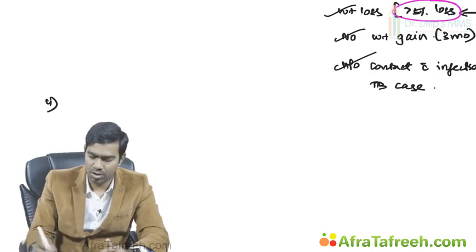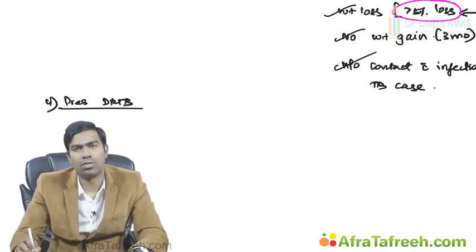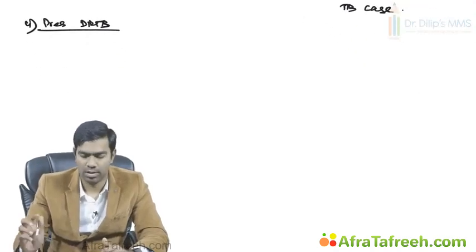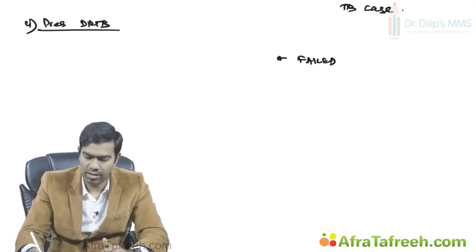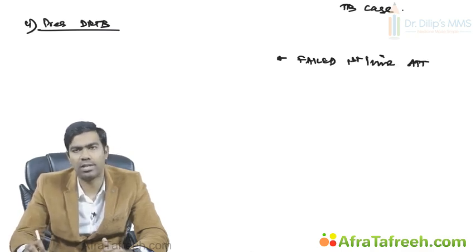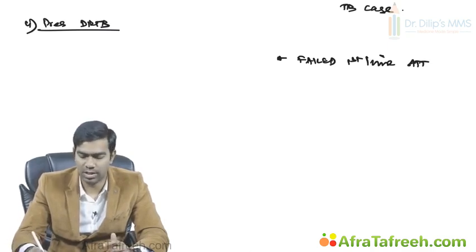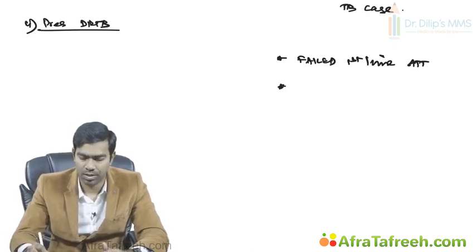Number 4, you also have a definition for presumed drug-resistant tuberculosis. So what do you mean by presumed drug-resistant tuberculosis, and what is the definition for that? Point number 1, patients who have failed first-line ATTs. Definitely, if they fail the first-line ATTs, there must be some problem with the sensitivity. So that is why these patients are 100% taken as presumed drug-resistant TB.